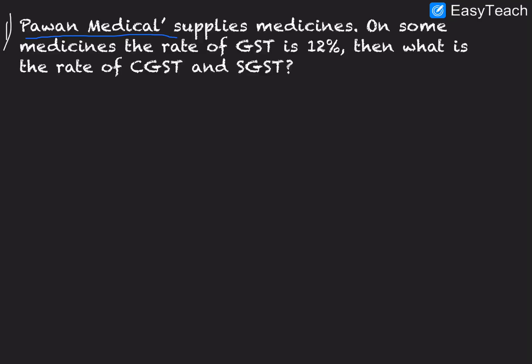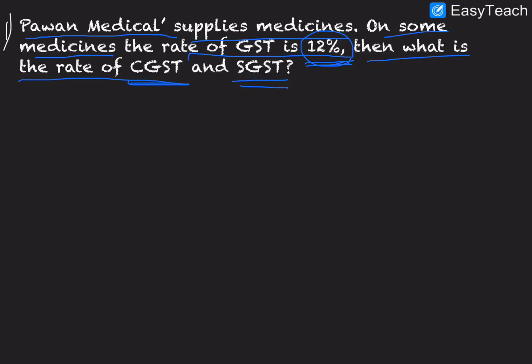The question is, Pawan Medicals supplies medicines. On some medicines the rate of GST is 12%. Then what is the rate of CGST and SGST? We have to find the CGST and SGST of the medicine. So the GST applied on some of the medicine is 12%. We have to find from the GST what the SGST and CGST are.